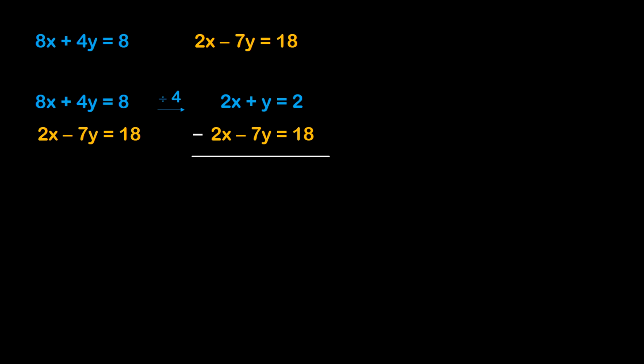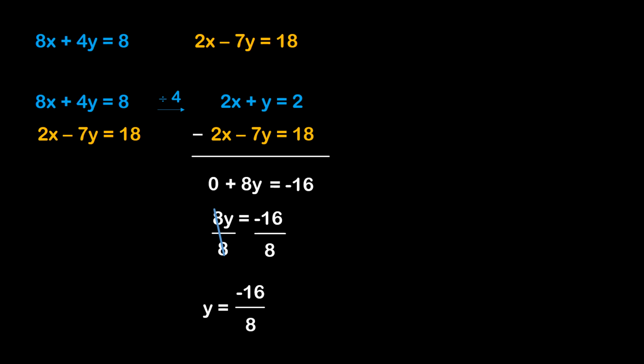The other equation would stay as is, and now we can subtract the two equations, keeping in mind that 2x minus 2x is 0. We'll also have y minus 7y is y plus 7y, or 8y, and 2 minus 18 is negative 16. So we have 8y is equal to negative 16. Then from there we can divide both sides of the equation by 8 to get y is equal to negative 16 divided by 8, or negative 2. So again, we have y is equal to negative 2. That's the same thing we got from last time.